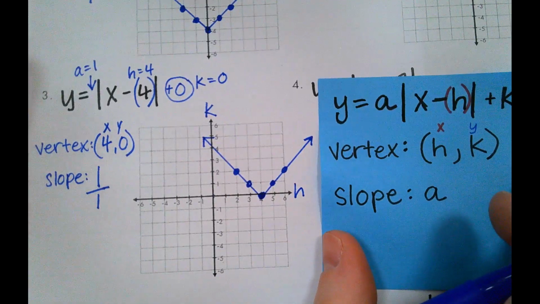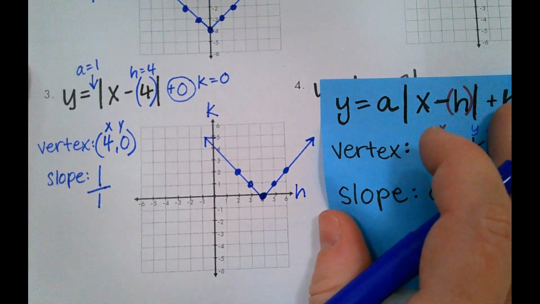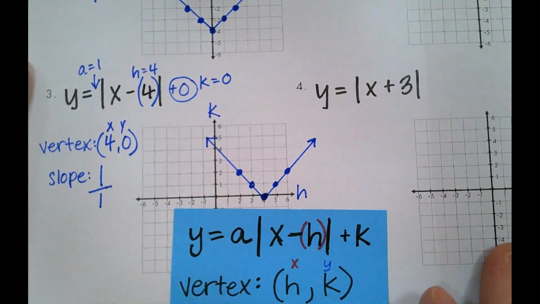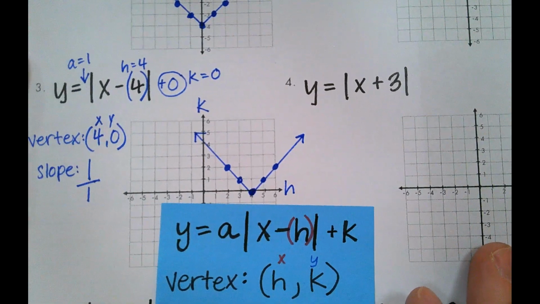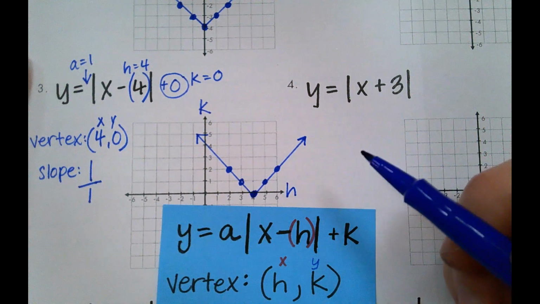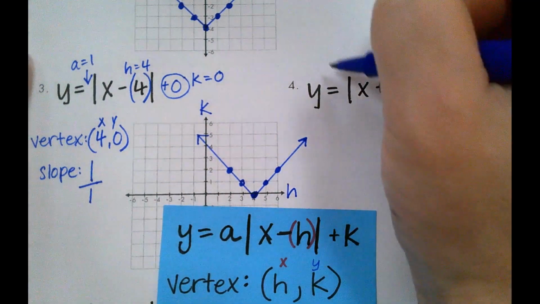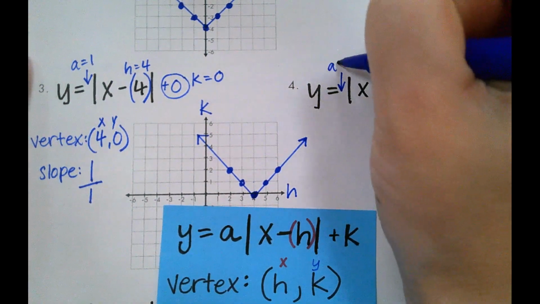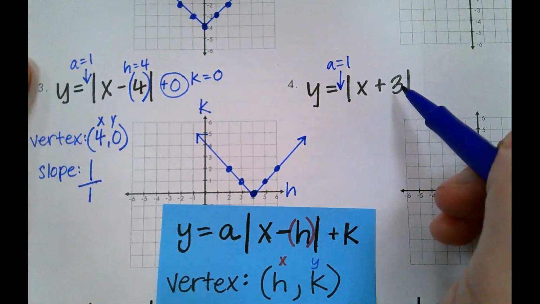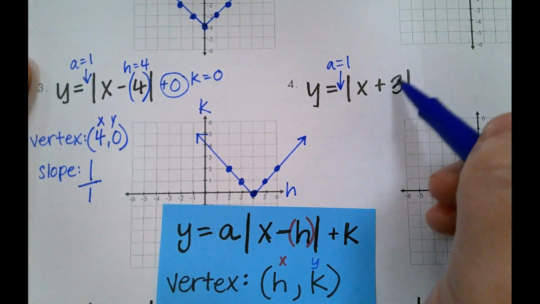Anybody still need to see this one? We ready for number 4? Okay, let's look at number 4 now. Do I have an A value? A is 1. There's no number, so A is 1. How about H? 3. Yes, we have a 3 here.